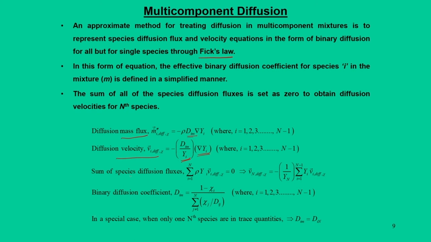By setting the sum of species diffusion fluxes to be 0, we can find other expressions like diffusion velocities for n species. For all these equations, the binary diffusion coefficient with respect to the mixture is defined in this manner: D_im, where i stands for species and m stands for mixture. So, it is 1 minus the concentration of X_i, where i stands for the species, and j can be other components in the mixture. So, j is not equal to i, but it starts from the second, third and fourth onwards.